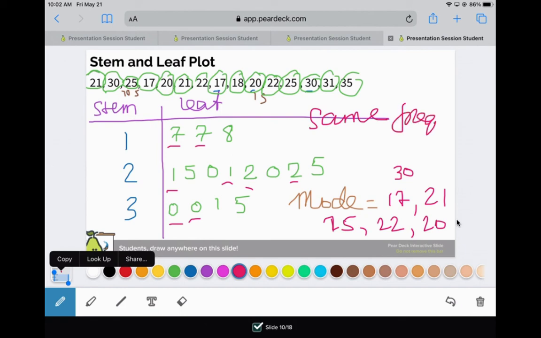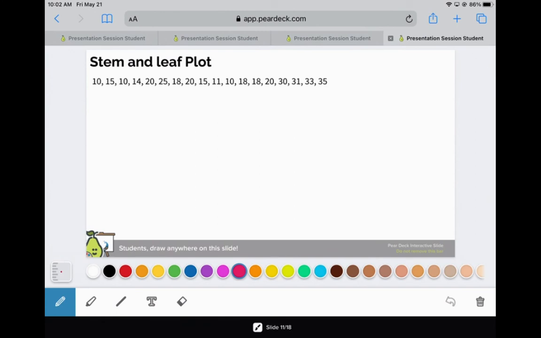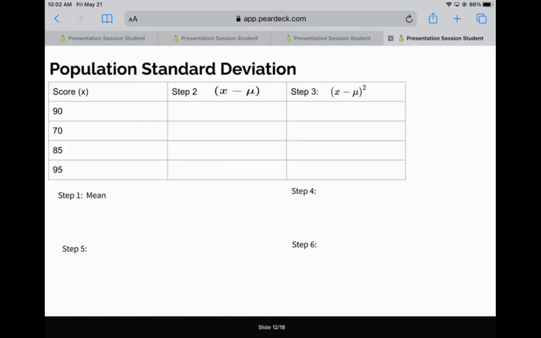Frequency means how many times something happened. The number is repeated. Okay. So that's stems and leaves. Let's see, you can do that practice on your own.